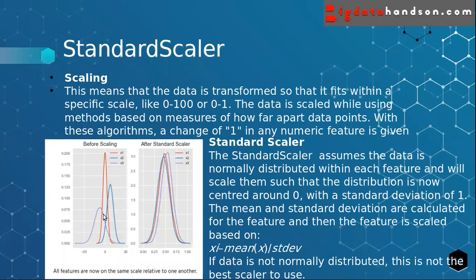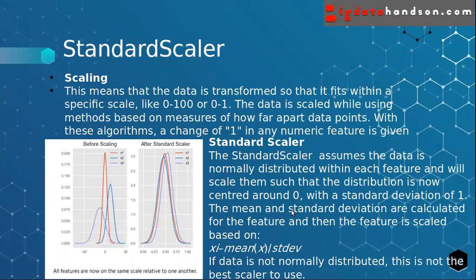Here in the picture, before scaling, x1, x2, x3 have different scales. After the standard scaler, all the features will be on the same scale. What the standard scaler is doing inside is this equation: xi minus the mean of x, divided by the standard deviation. Then it becomes a normal distribution.